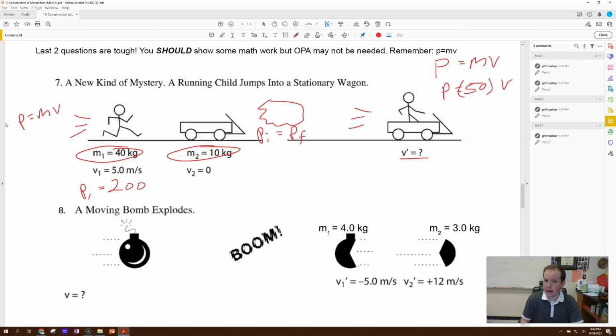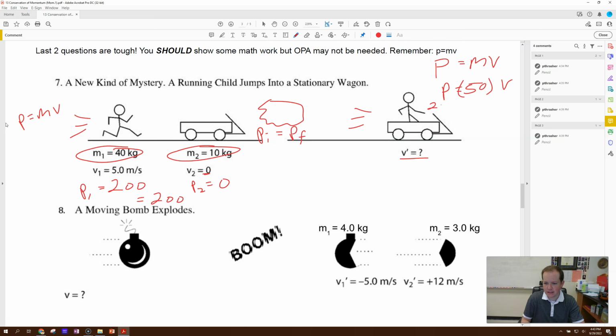Is the cart moving? No. The cart has 0 momentum. It's just like all the problems we saw before where the thing wasn't moving. If you're not moving, you have no velocity, you have no momentum. So what's the total momentum before? It's 200. So what does the total momentum after have to be? It has to be 200 because conservation of momentum.